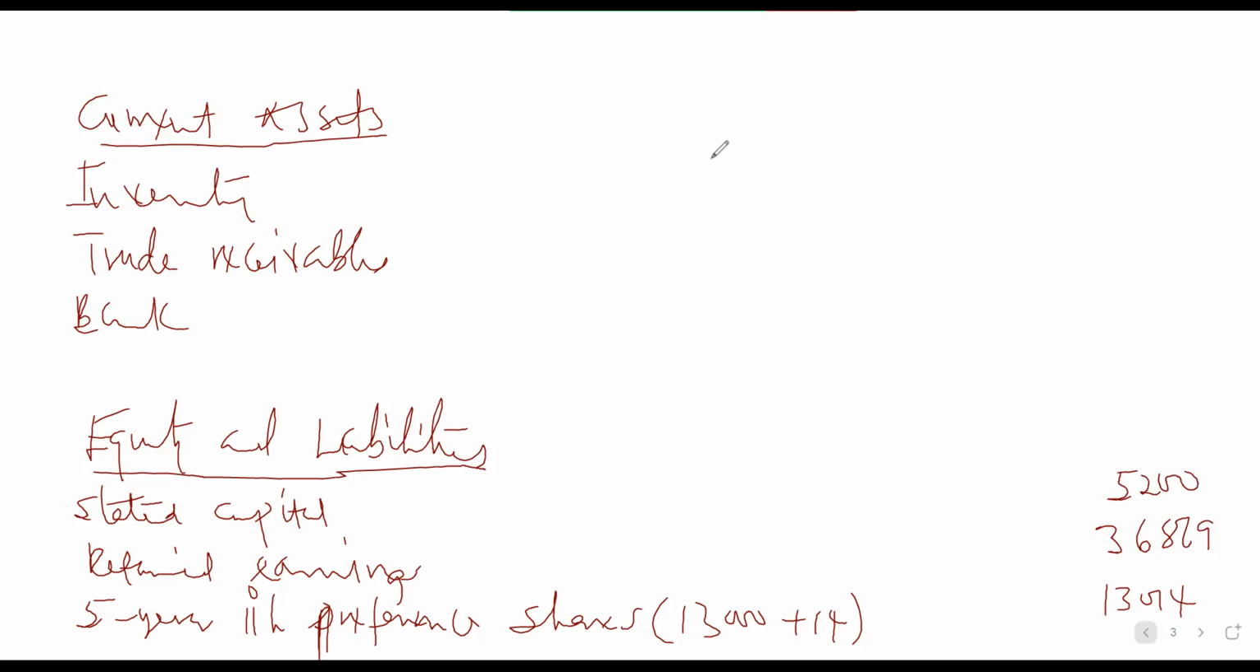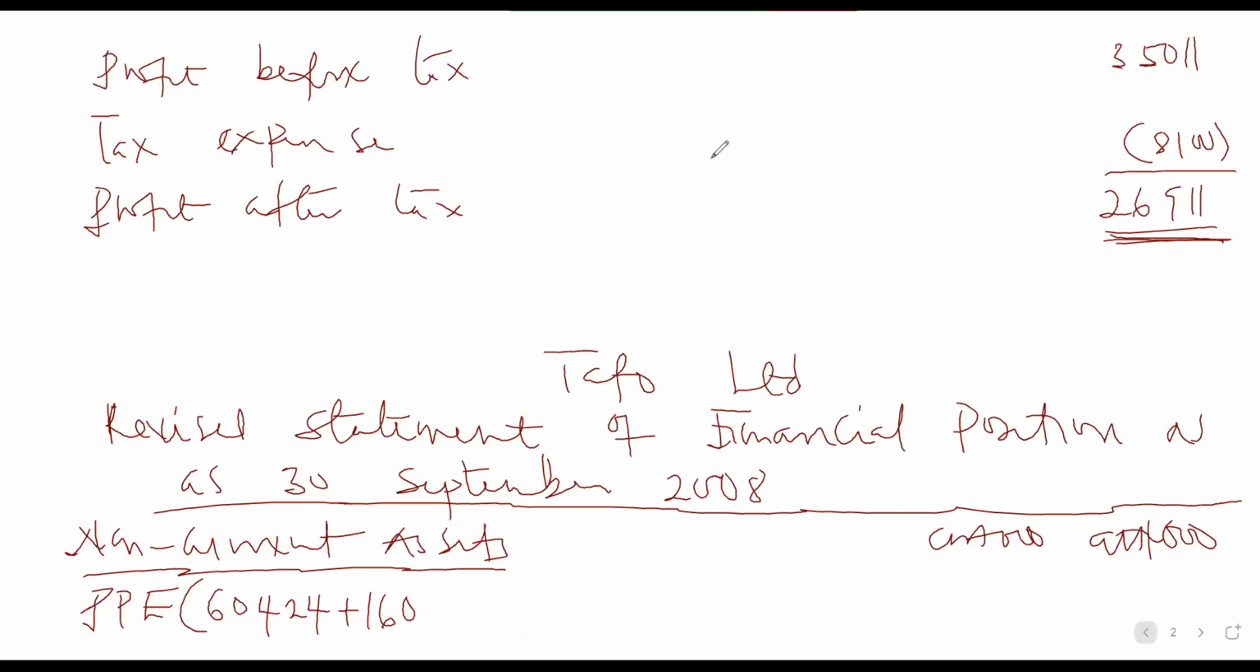Bank will still be the same because nothing has happened to the bank. So the bank is 29,198. Am I correct? Trade receivables is 19,807. And inventory was 8,736. Let's come to PPE. The only thing that will happen to the PPE is the impairment review. So 60,424 plus 160. I'm getting 60,584. Can we move on?